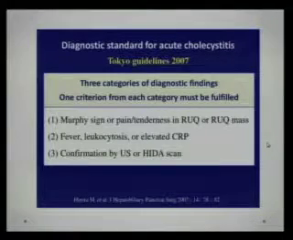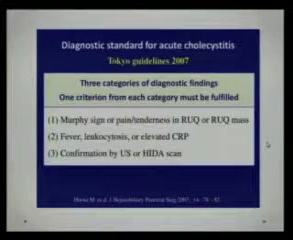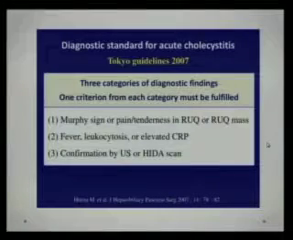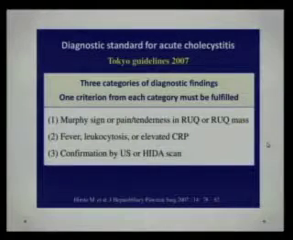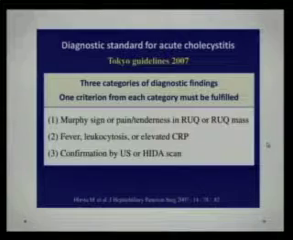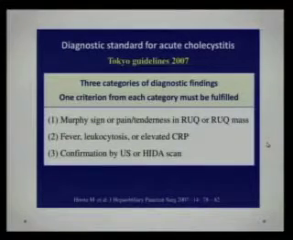All right, in 2007 there were some Tokyo guidelines set forth for the diagnostic criteria of acute cholecystitis. In my recent M&M meeting, I stressed those, but let's talk about them once again. If there is a Murphy sign, either sonographic or clinical, that is pain or tenderness in the right upper quadrant in the expected location of the gallbladder on clinical exam, or you are probing right on the gallbladder on ultrasound, that is one criterion met. Second, fever, leukocytosis and elevated C-reactive protein, and confirmation of ultrasound by HIDA.